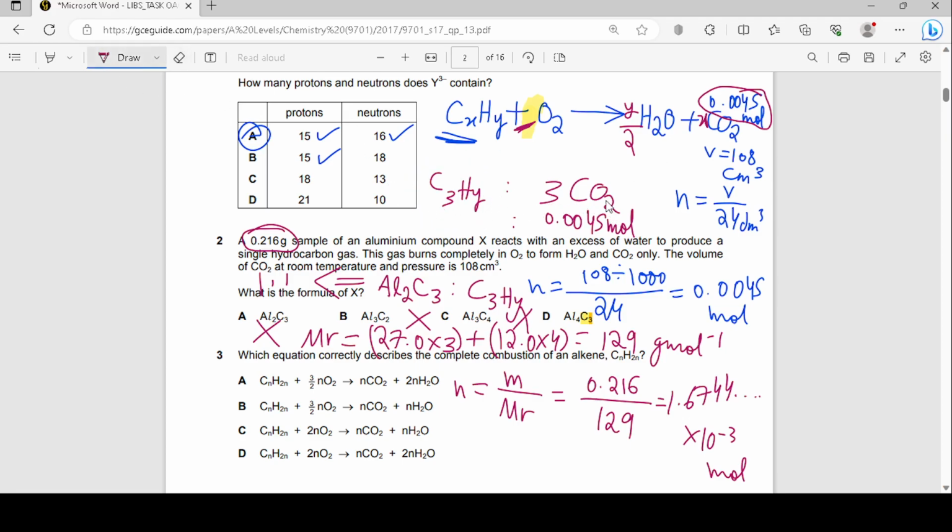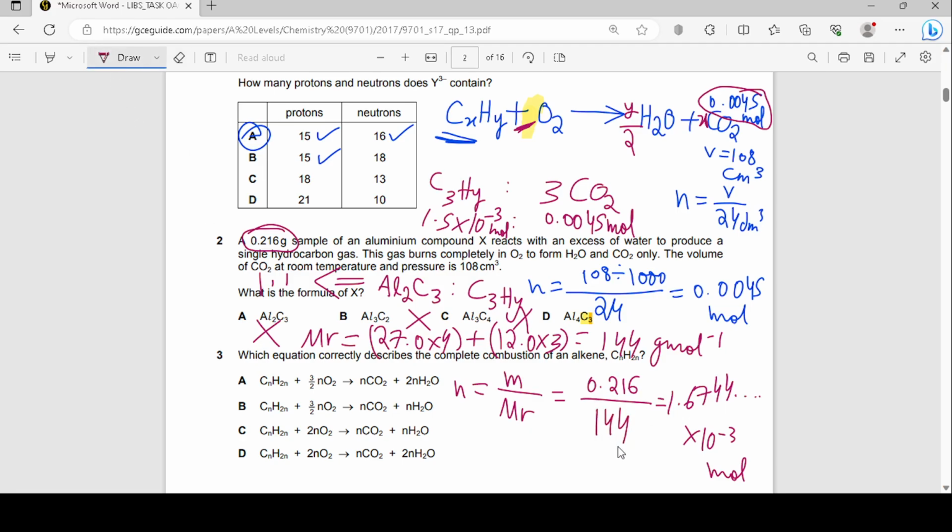So per every mole that combusts, the ratio is 3:1. 0.0045 divided by 3 will be 1.5 times 10 to the power of -3 moles. Now you will calculate the Mr of Al4C3, which is 27.0 times 4, and then 12 times 3. So that will be 144 grams per mole.